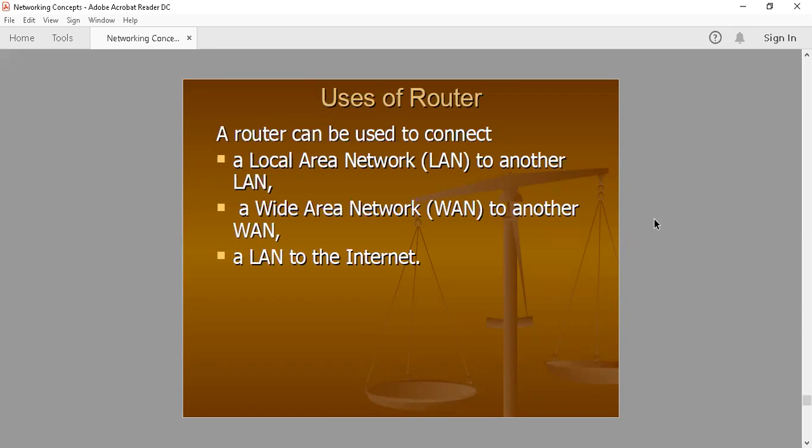For local area networks, if there is a school with multiple branches, suppose a school has 10 branches, each LAN is connected with the help of a router. LAN 1, LAN 2, and so on till LAN 10 will be interconnected with the help of a router.